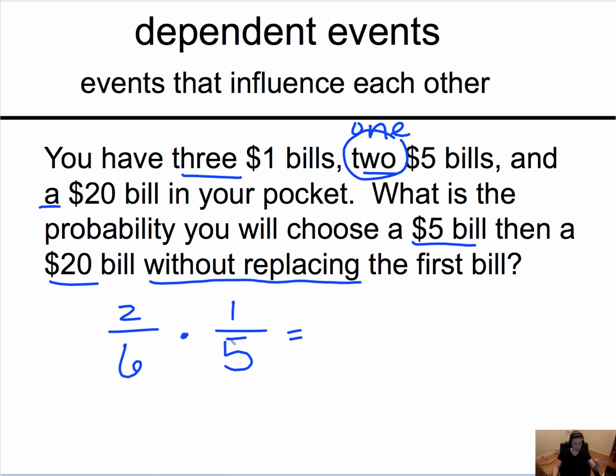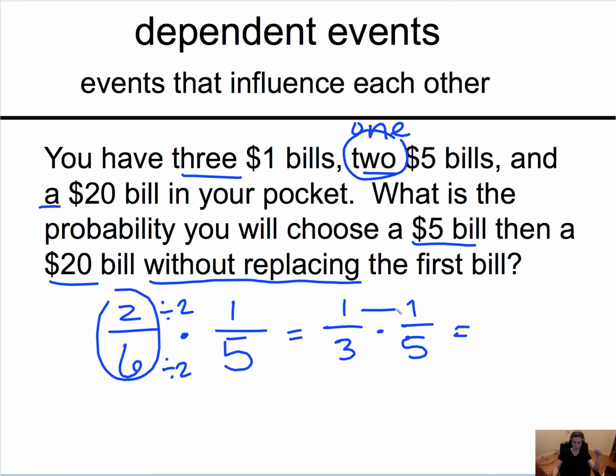Again, you can multiply and then simplify. I prefer to simplify, so let's simplify 2/6. Both of these are divisible by 2, so this would be 1/3. And then we're multiplying by 1/5. Multiply straight across, so 1 times 1 is 1. 3 times 5 is 15.